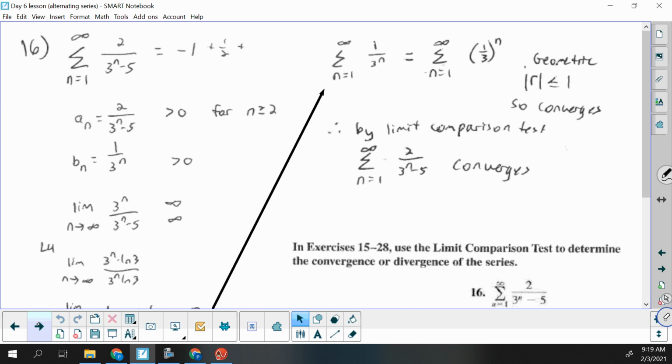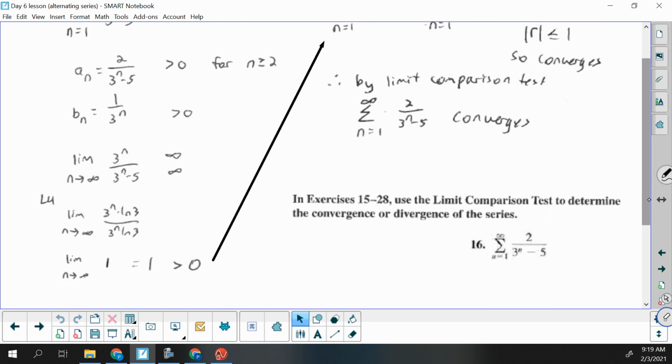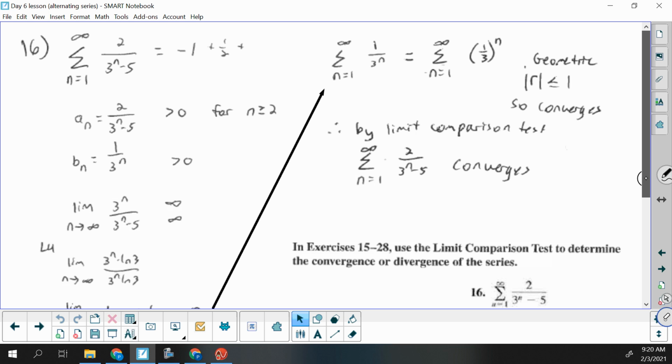So in 16, we want to do limit comparison. We wanted to compare to 1 over 3 to the n. The original and that are both greater than 0. When you divide those and do our limit as n approaches infinity, you'll get infinity over infinity. So take your derivative using L'Hopital's, that's 3 to the n times natural log of 3 for both top and bottom. Those divide out, so our limit approaches 1. That is a finite positive value, meaning our original series does the same thing as our nice one we picked.